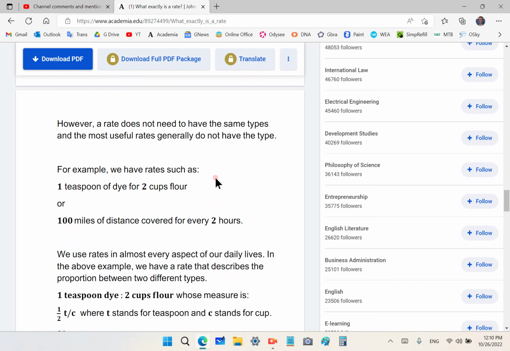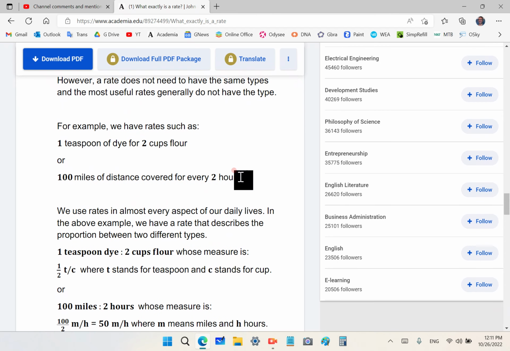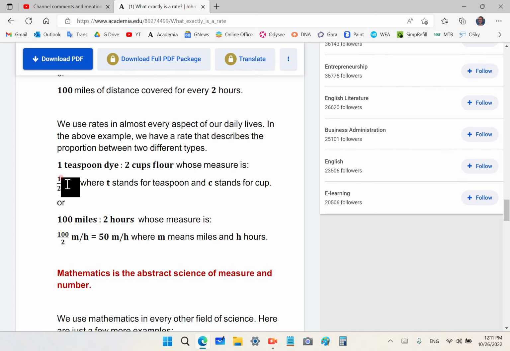So a rate does not need to have the same types, and most useful rates generally do not. So for example, we can have a rate, as you see in front of you here, 1 teaspoon of dye to 2 cups of flour, or 100 miles of distance or length for every 2 hours. Those are rates, okay? And we use those rates in almost every aspect of our daily lives. So we can say that a rate describes the proportion between the two different types. So what are the two different types here?